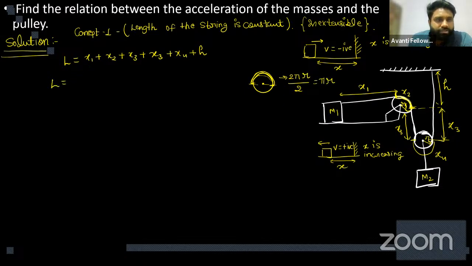Got it? So L is nothing but x1 plus, what is the value of x2? x2 is pi r plus, what is x3? We don't know, but x3 is a length. x3 plus x3 is 2x3 plus, what is x4? Again pi r plus h.